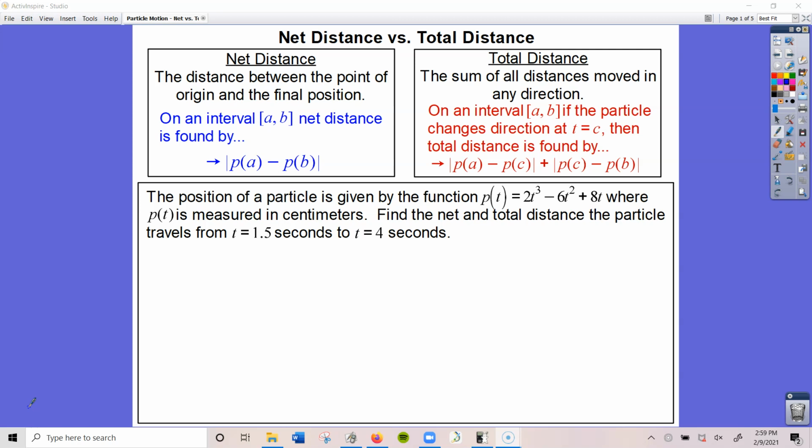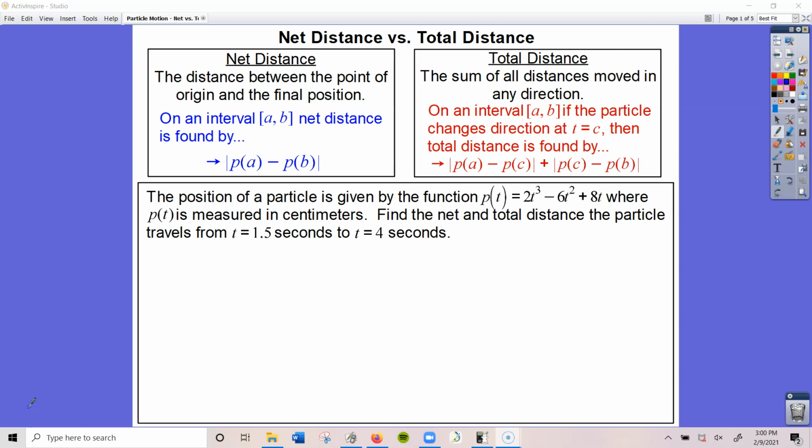Hello everyone. Today we're going to continue with particle motion and focus on finding net distance and total distance. Now, net distance represents the distance that was traveled from beginning to end, meaning that if I travel 5 feet to the left and then 5 feet to the right, I would end up back where I started. So that would mean my net distance would be 0. By definition, net distance is the distance between the point of origin and the final position.